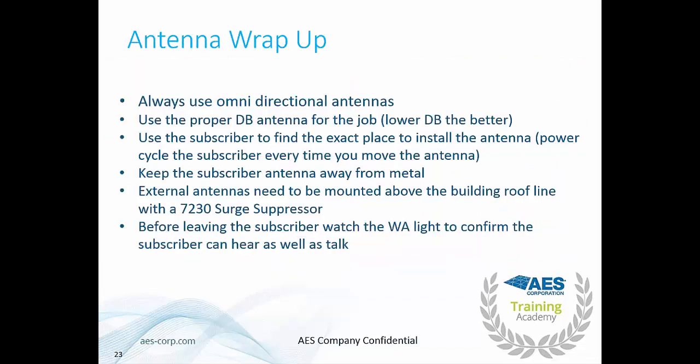Alright, let's wrap up by recapping what we've learned about antennas thus far. First, we always want to use omnidirectional antennas. We want to use the proper dB antenna for the job. The lowest dB antenna you can use to get the job done is the best antenna. We want to make sure to use the subscriber to find the exact place to install the antenna. Make sure to power cycle the subscriber every time you move the antenna. You should get Netcon 5 in 5 minutes or find a different location to put the antenna.